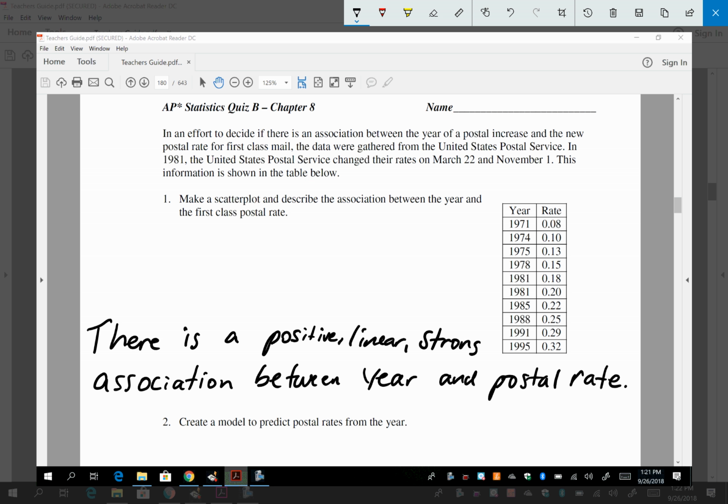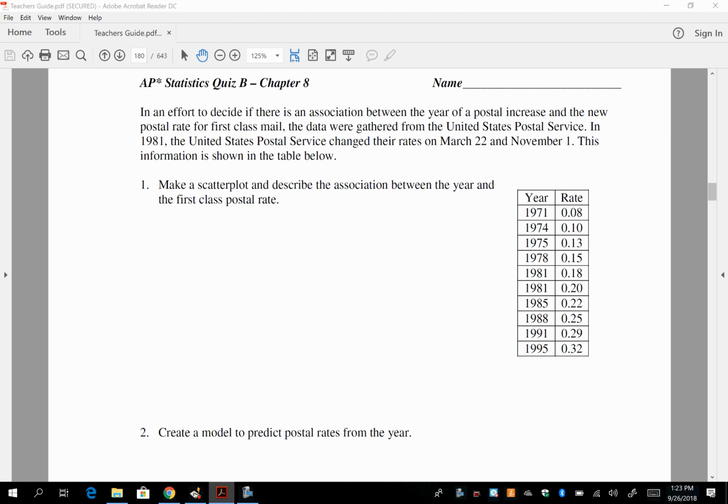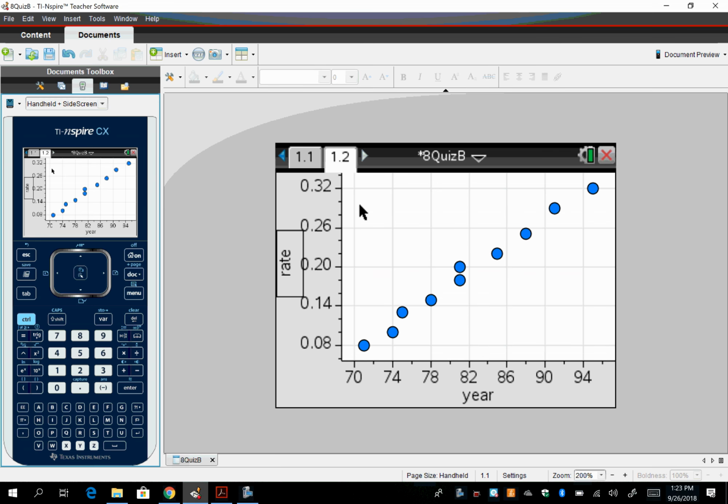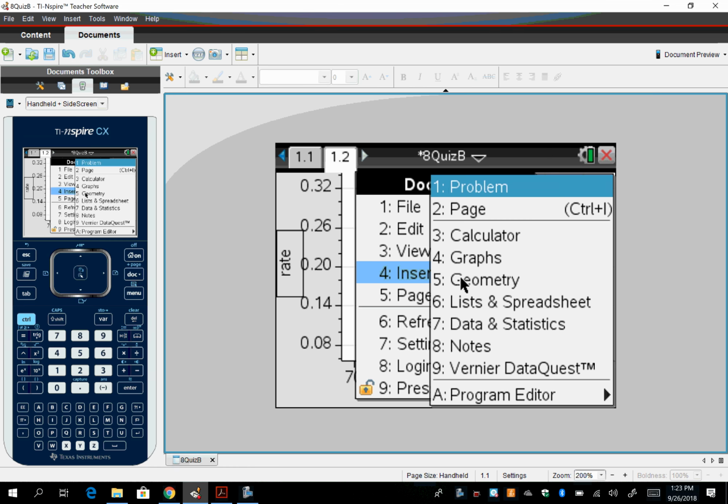So, when you finish this process, remember, right now we're still like in chapter 7, just thinking about whether we can continue with this model. If you write linear, is it appropriate to continue making a linear model? Yes, right? We want it to be linear. If it's not, we cannot run this linear regression model. So I'm going to go to Doc, Insert. I'm going to insert a calculator page, number 3.